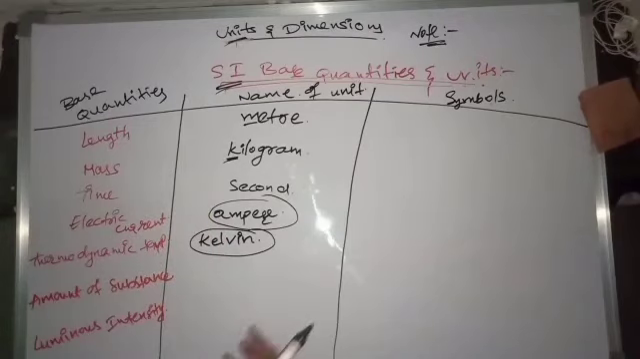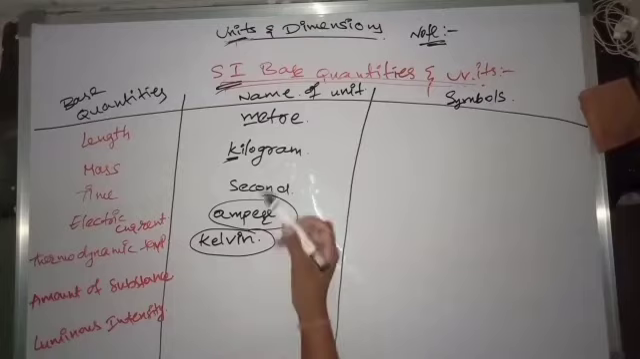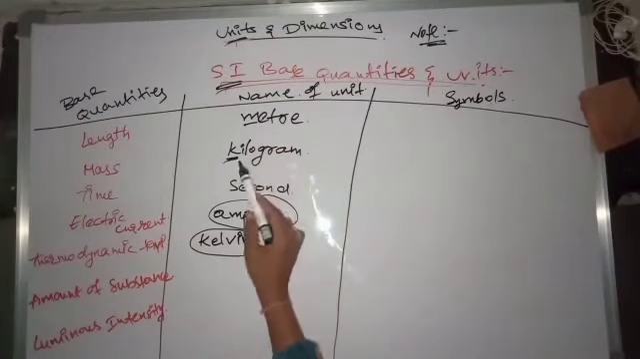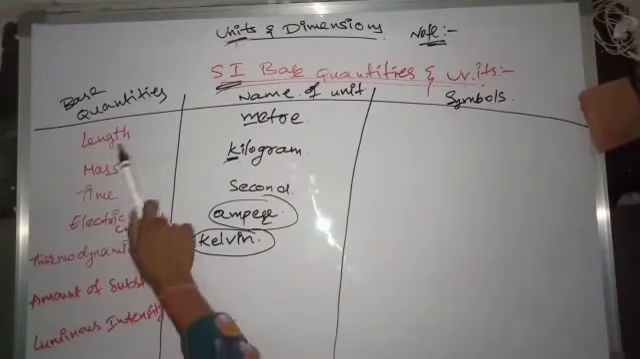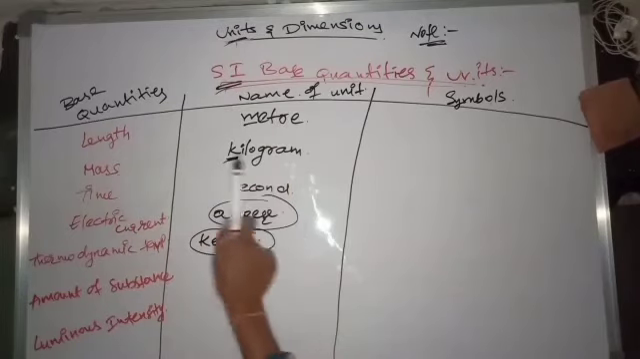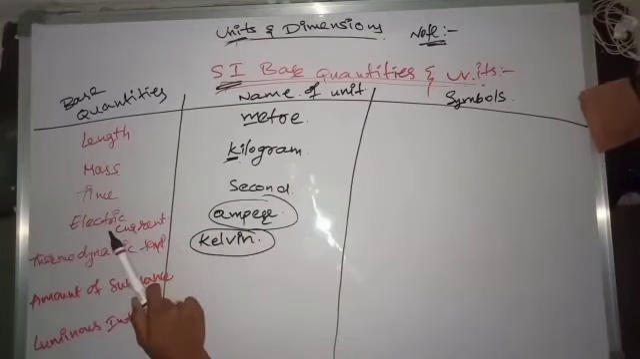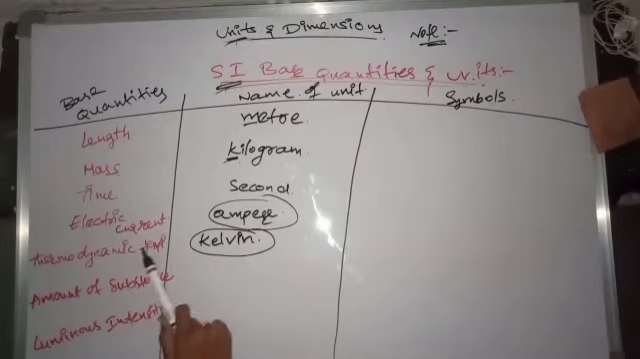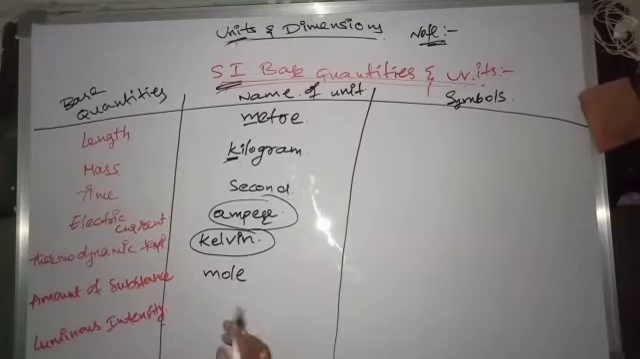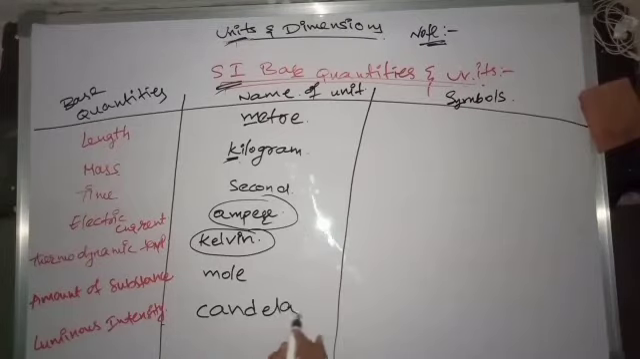You have to know the basic rules, like writing the name of the units in small letters. Length is measured in terms of meter, mass kilogram, time second, electric current ampere, thermodynamic temperature kelvin, and amount of substance is measured in terms of mole. Luminous intensity is measured in terms of candela. Candela is also the name of a scientist.